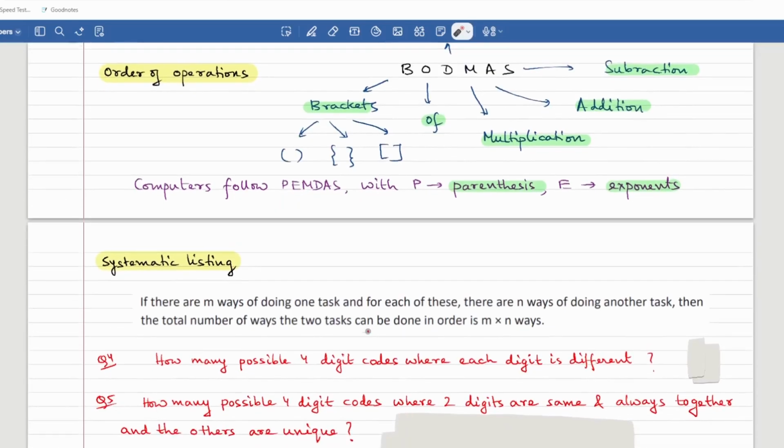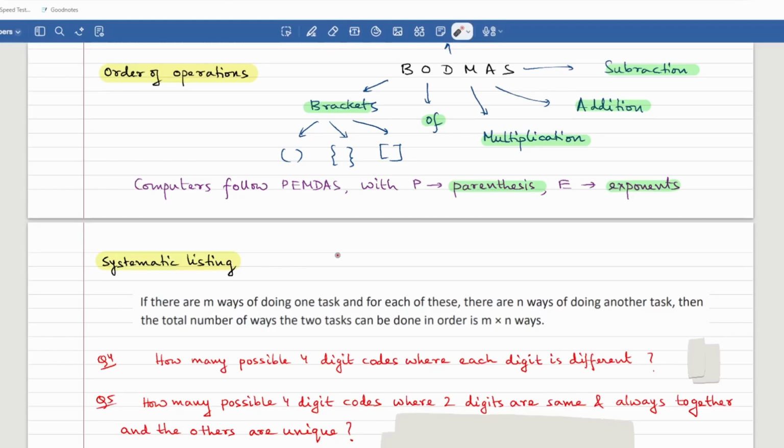How many possible 4-digit codes are there where 2 digits are the same and always together while the others are unique? So 2 digits are the same and always together. What could be an example of this code? Something like 1165 or 6223. Now, if 2 digits are always together, let us consider them as one packet. All right. Now, how many ways are there in which you can write these digits? There are 10 choices, right? Because from 0 to 9, there are 10 choices.